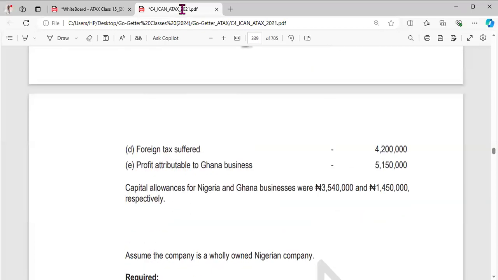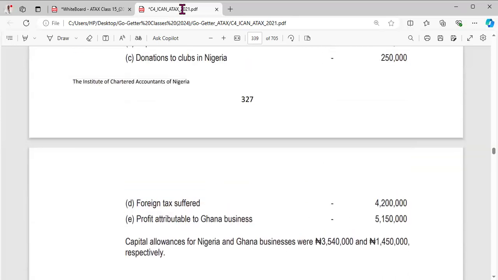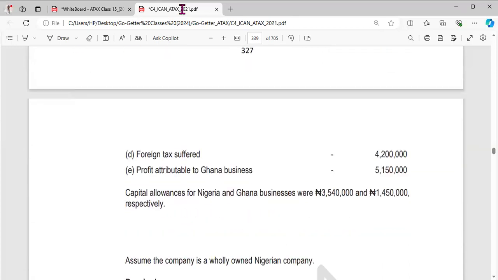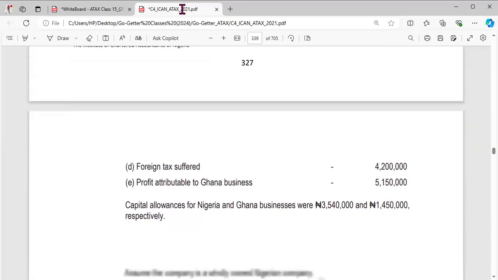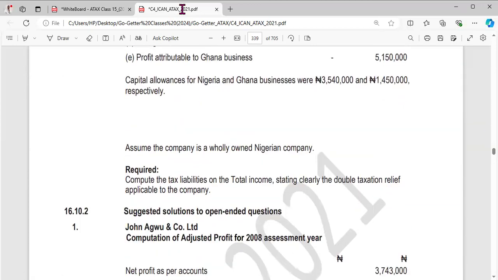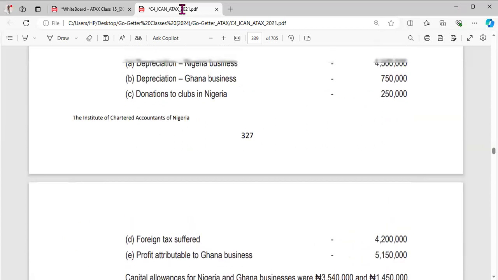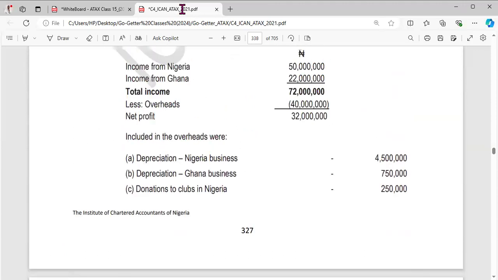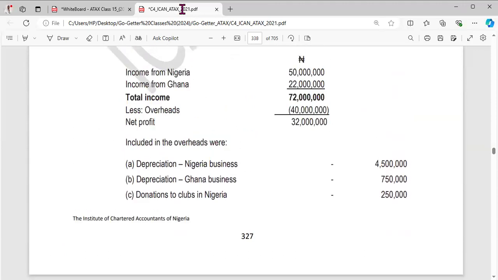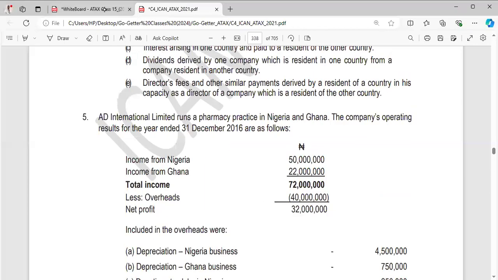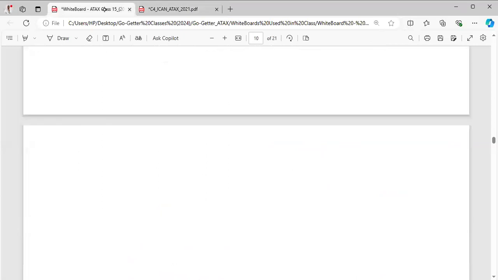Now, look at foreign tax suffered, profit attributable to the Ghana business. Compute the tax liability on the total income, stating the double taxation relief. So this is the profit attributable to the Ghana business. This is how we are going to do this. Take note of the way we are doing this one.